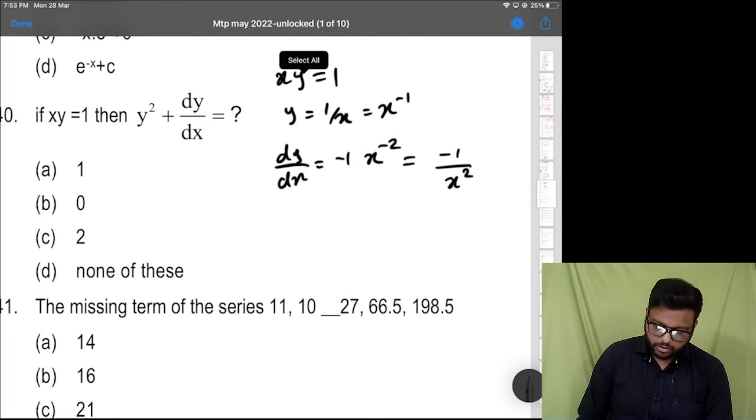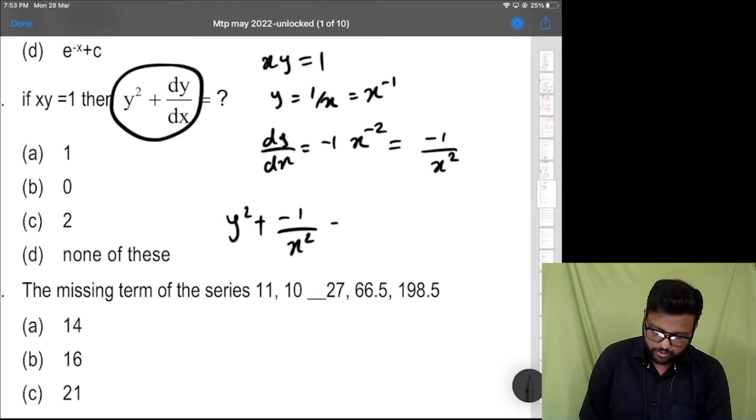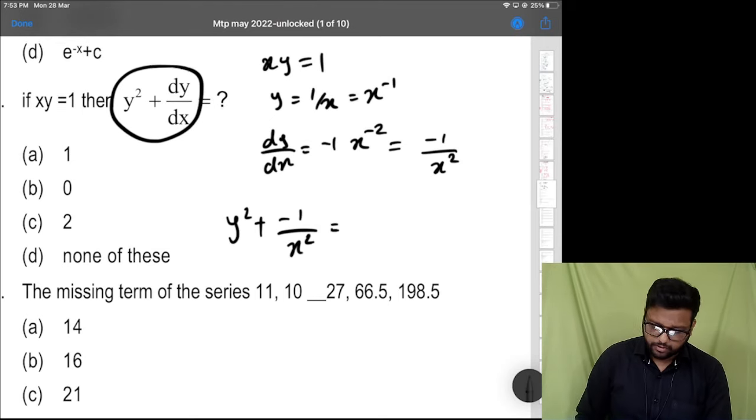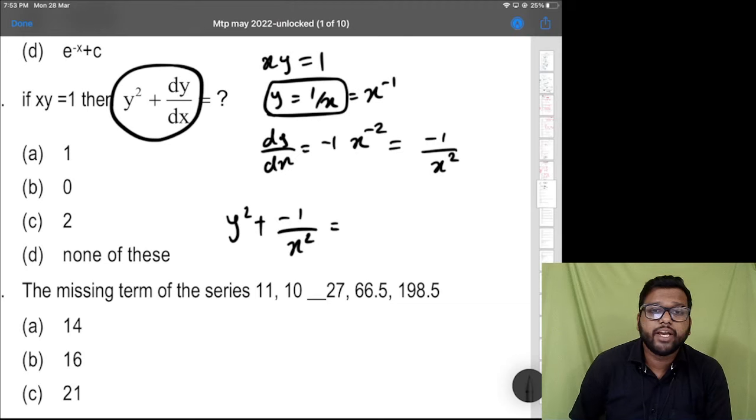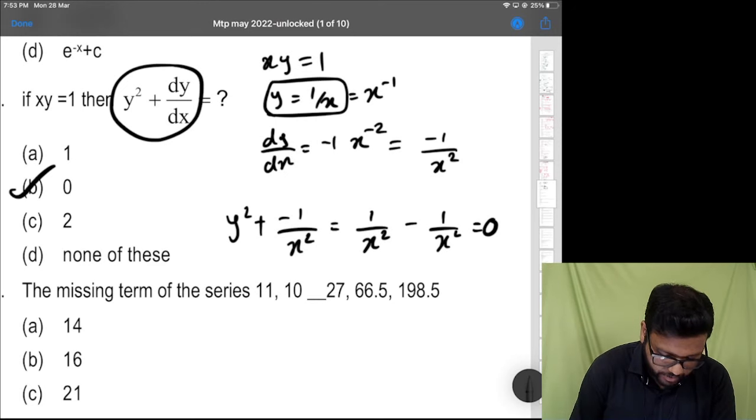Fine. So what are they asking us now? y square plus dy by dx, that is minus 1 by x square. What is y square? We just saw that y is equal to 1 by x, right? So y square will be 1 by x square minus 1 by x square, that is going to be 0. So option B is the correct answer.